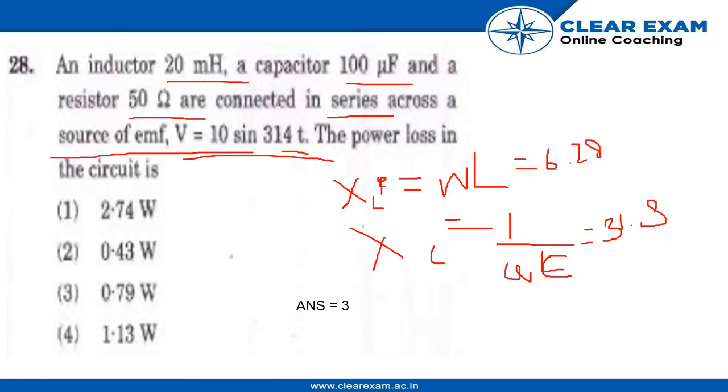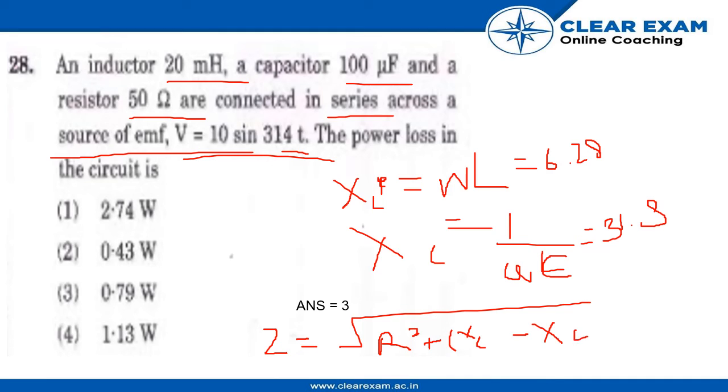Now we have the formula Z equals under root R square plus (XC minus XL) whole square. So when we put these values in the Z formula, we get 56.1.